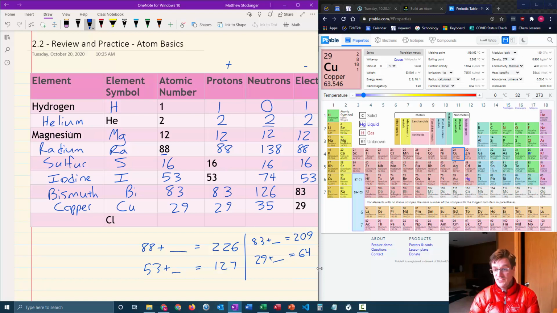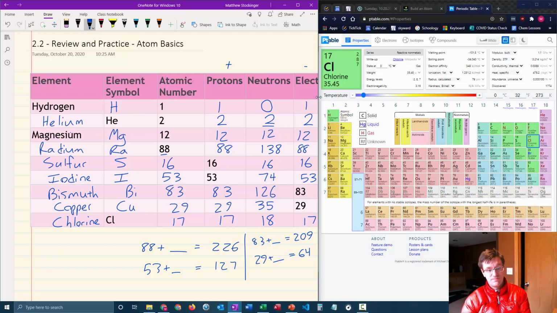Last one, symbol is Cl. You have to dig until you find it. It's right here. It's chlorine. Chlorine is number 17, so 17 protons, 17 electrons, and the mass is 35.4. That means we keep 35 here. 17 plus 18 gives us 35 total. And that's it. I hope this makes sense.